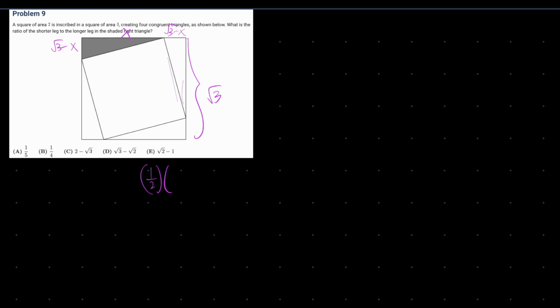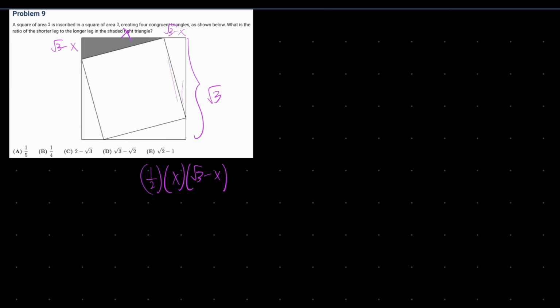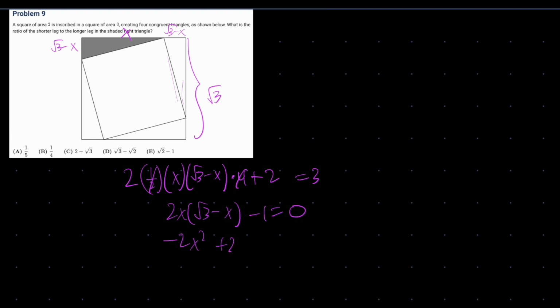And if you want to find the area of the whole thing, we just take 4 of these triangles, like that, and then add the square to get 3. So multiply this by 4, add the square, which is 2, and this should equal 3. So simplifying this more, we have 2x times root 3 minus x minus 1 is 0. Negative 2x squared plus 2 root 3x minus 1 equals 0. 2x squared minus 2 root 3x plus 1 is 0.